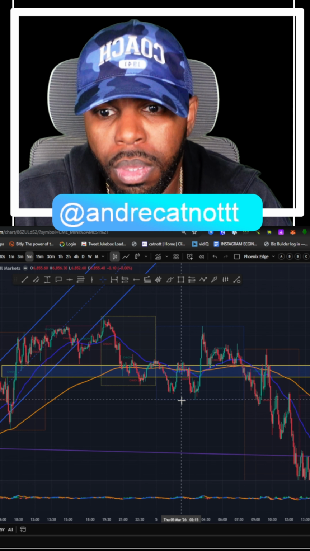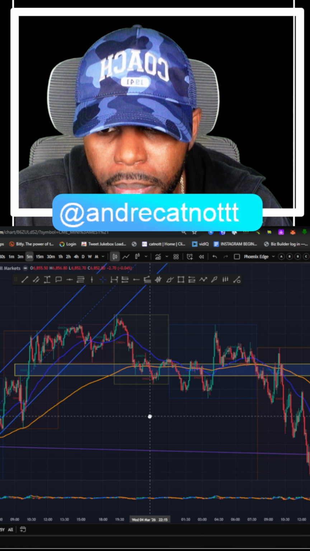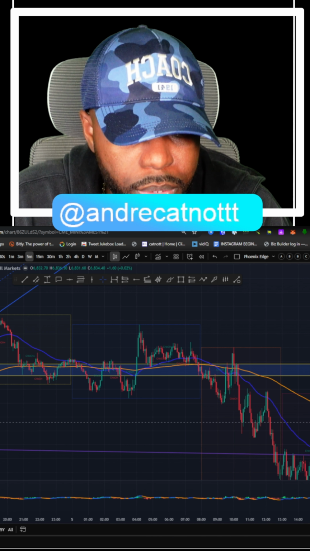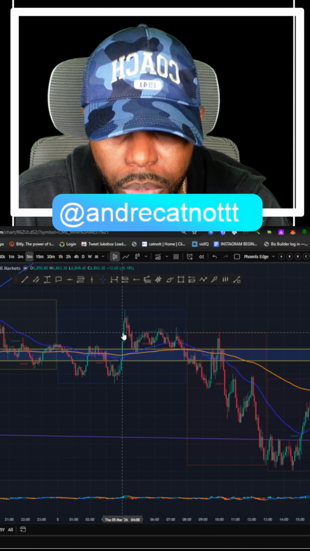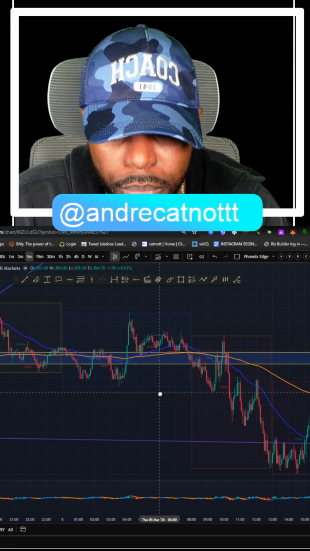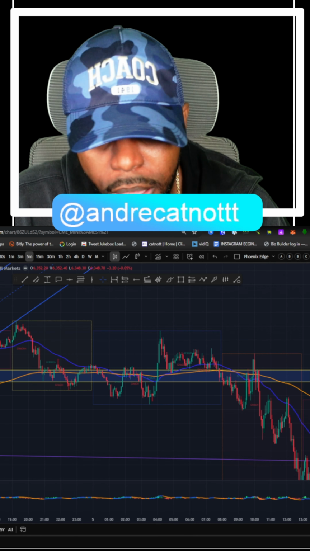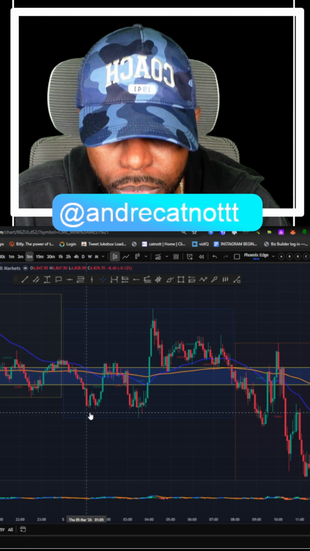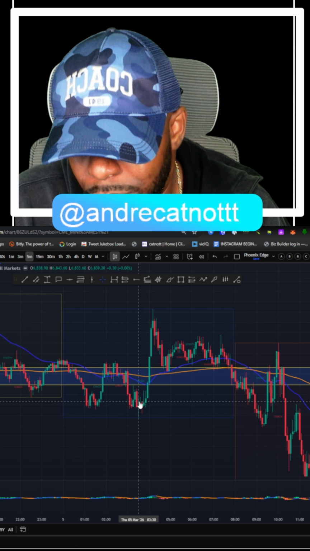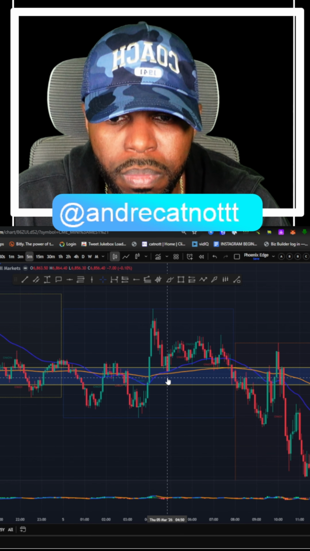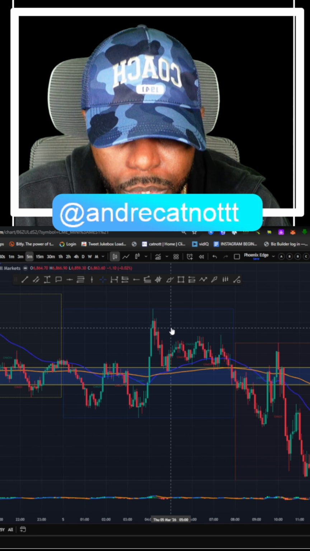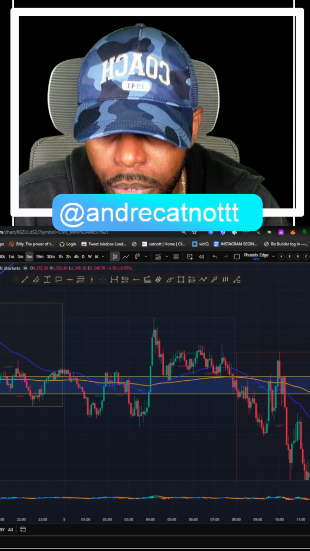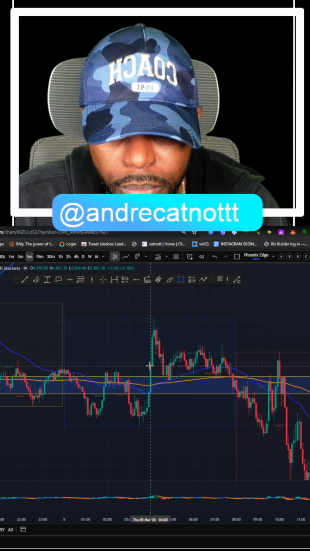So basically I would have waited for price to close over here, but you probably would have got stopped out because you're not going to win all the time. So depending on how you're trading this, what I would have done was look for a bullish engulfing, right?